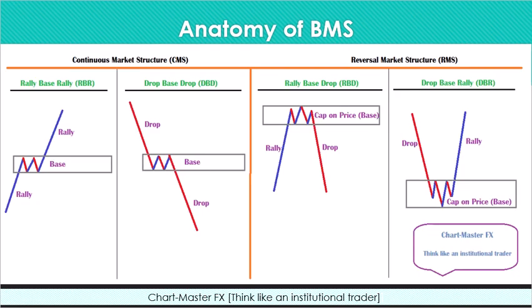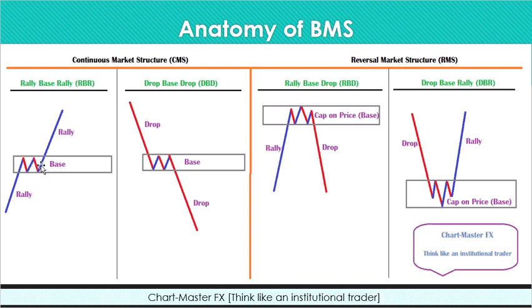So the anatomy of the BMS. On the anatomy of the BMS, to our left side, we have the continuous market structure. To our right side, we have the reversal market structure. You can see here we have the RBR on the continuous market structure, and we have the DBD. When we are talking about a rally base rally, we are saying that the price is coming from this side and it may make a rally. A rally is simply an upward movement of price. So price made a rally here and it came to this area.